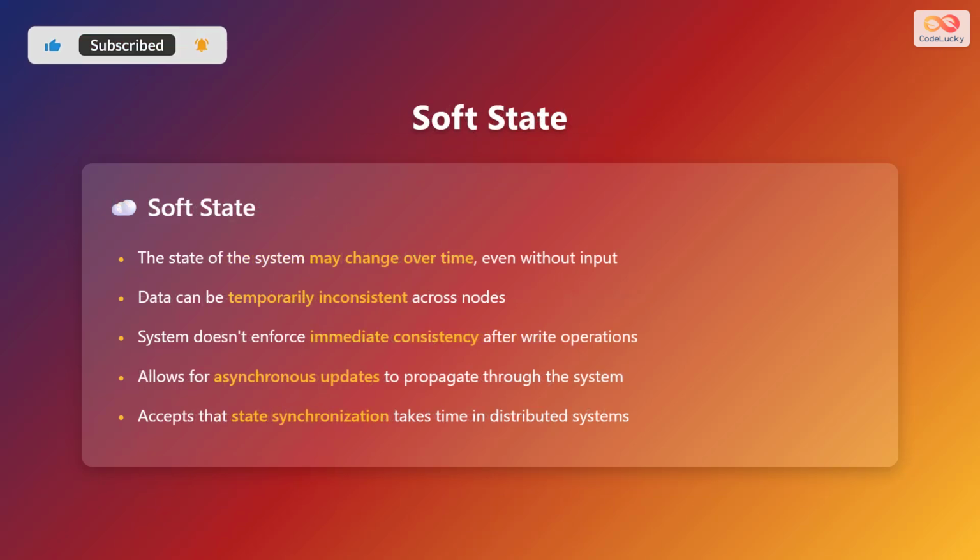Now let's explore the second property, soft state. Soft state means that the state of the system may change over time, even without any input. Data can be temporarily inconsistent across different nodes in the system. The system doesn't enforce immediate consistency after write operations, allowing for asynchronous updates to propagate through the system. It accepts that state synchronization takes time in distributed systems. Therefore, during this period, different parts of the system might have slightly different versions of the data until all updates are fully propagated.